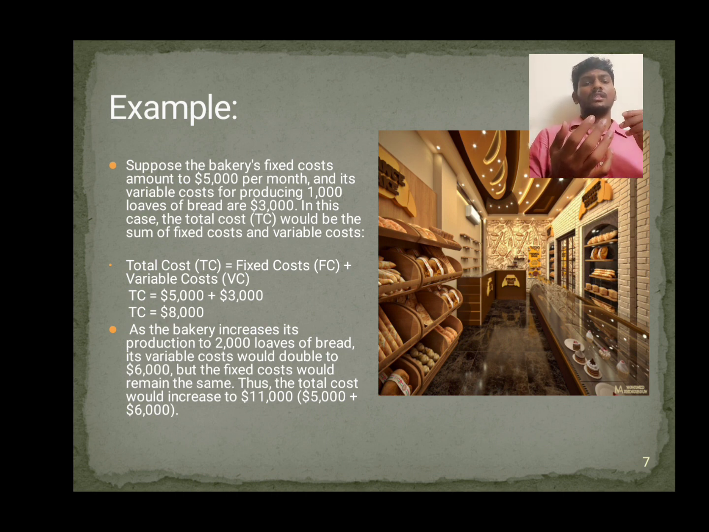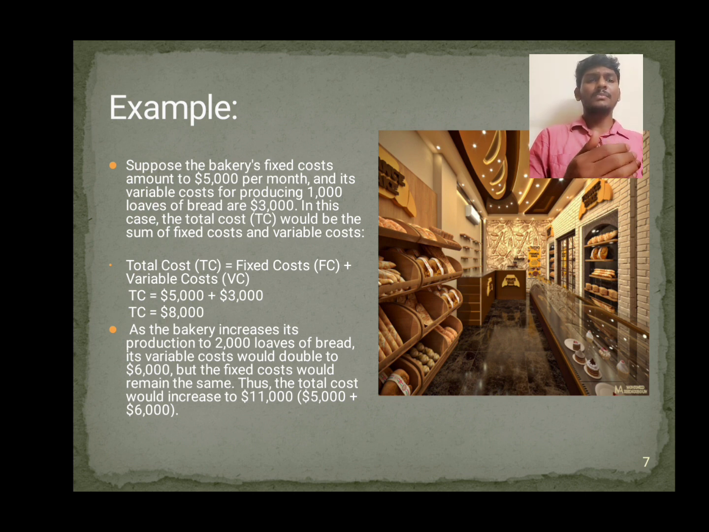Variable cost for the bakery would include flour, sugar, yeast, and other ingredients, as well as the wages of bakers. Suppose the bakery's fixed cost is $5,000 per month, and its variable cost for producing 1,000 loaves of bread is $3,000. In this case, the total cost would be the sum of fixed and variable cost, which is $8,000.